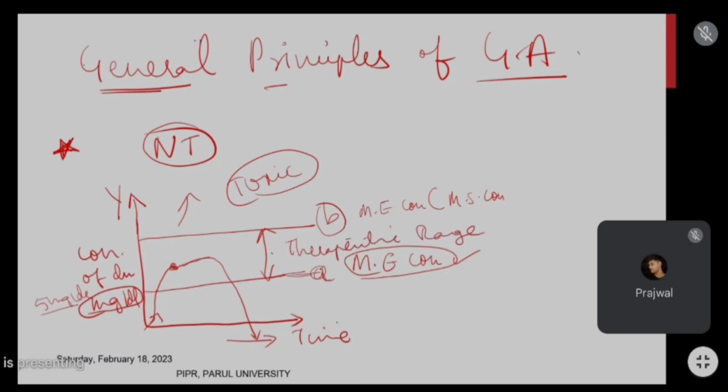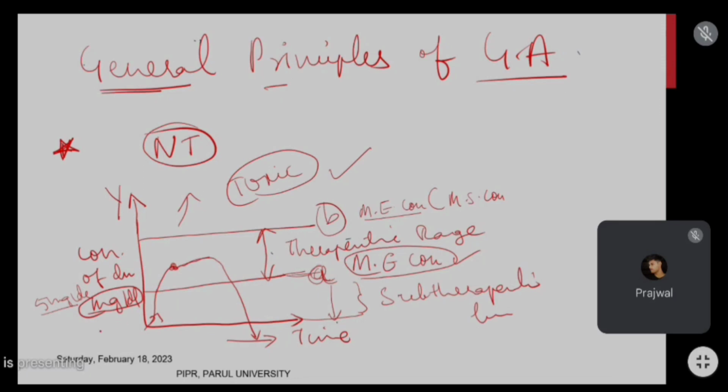You understood what is therapeutic range. You understood what is minimum effective concentration. You understood what is maximum effective concentration. If the drug crosses point B, which is maximum effective concentration, that means the drug is at toxic level. If the drug is below point A, which is below minimum effective concentration, this level is sub-therapeutic level. If the drug is in sub-therapeutic level, it will not show its action.